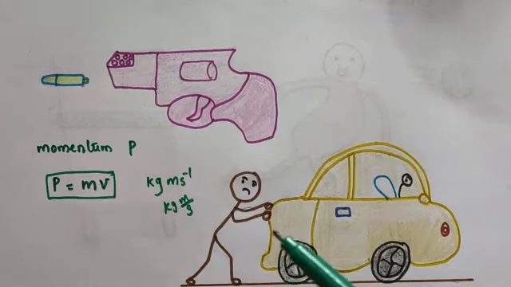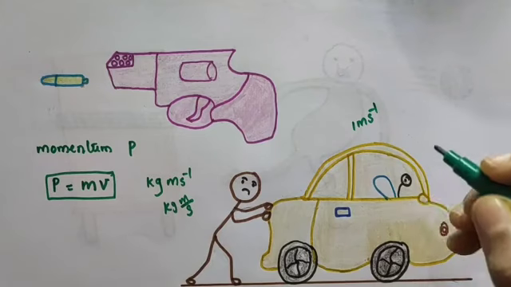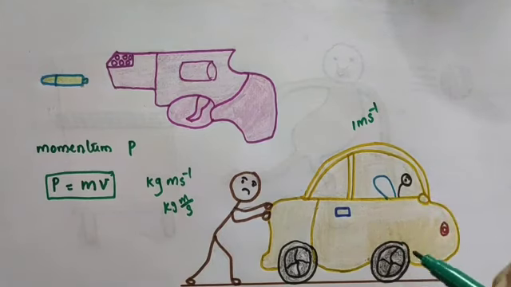Right, now consider a situation in which a car with a dead battery is to be pushed along a straight road to give it a speed of 1 meter second raised to minus 1, which is sufficient to start the engine.